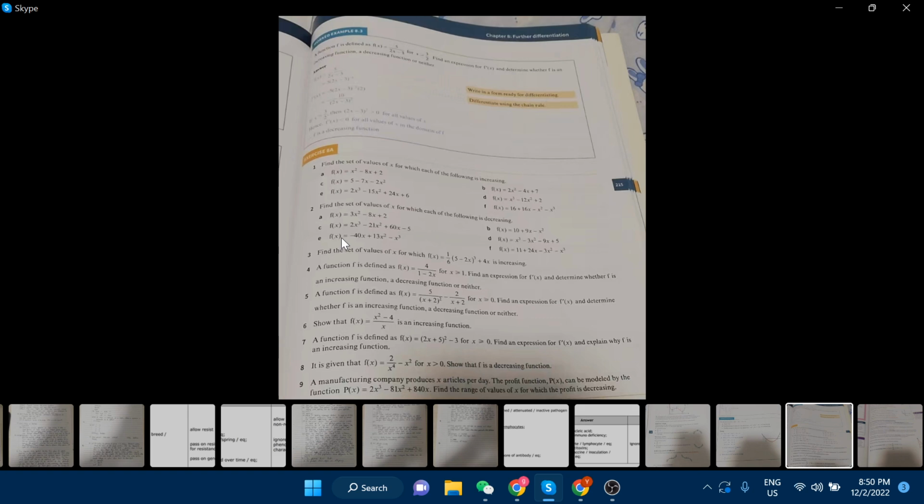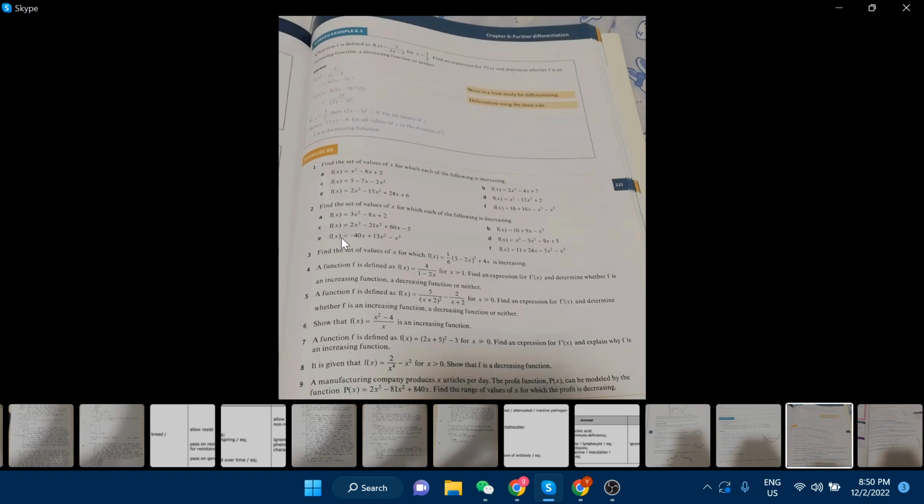Oh, I got the opposite answer. Well, what's the answer? The answer is x smaller than 2 and x bigger than 6. Wait, 6 and 2 over 3.